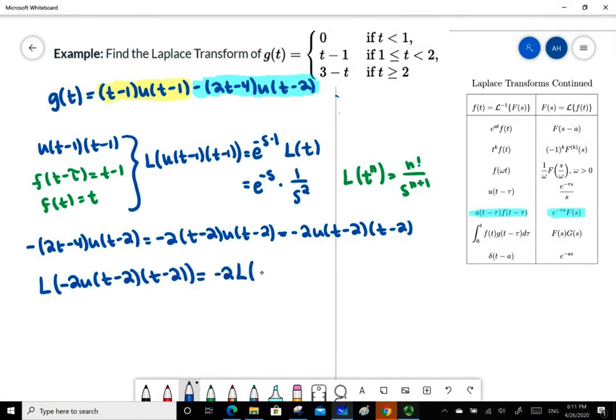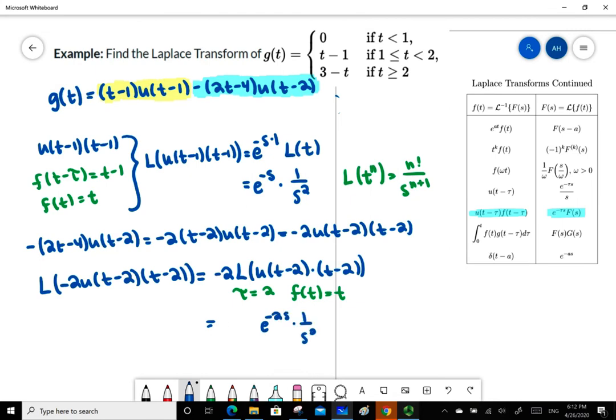So the Laplace transform of negative 2 u of t minus 2 times (t minus 2) equals negative 2 times the Laplace transform of u of t minus 2 times (t minus 2), which has the form u of t minus tau f of t minus tau, where tau equals 2 and f of t equals t. So the Laplace transform of u of t minus 2 times (t minus 2) is e to the negative 2s times 1 over s squared.